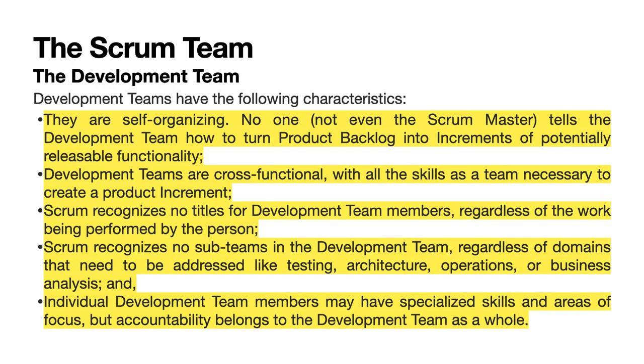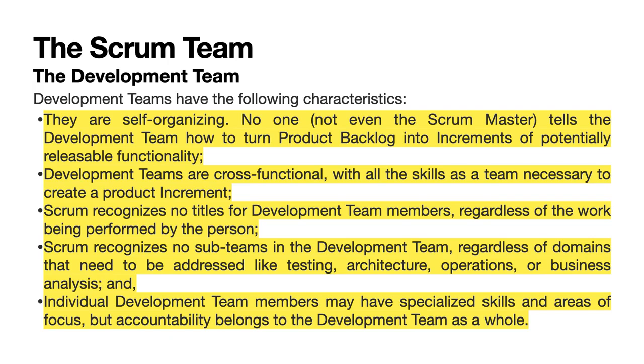Development teams have the following characteristics. They are self-organizing. No one, not even the Scrum Master, tells the development team how to turn product backlog into increments of potentially releasable functionality. Development teams are cross-functional, with all the skills as a team necessary to create a product increment. Scrum recognizes no titles for development team members, regardless of the work being performed by the person.